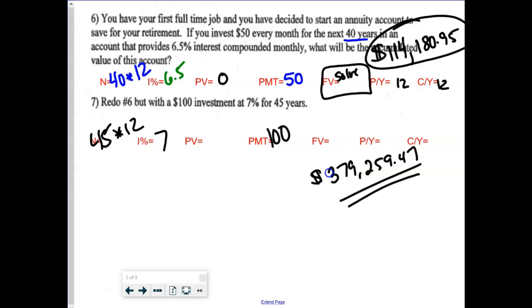$379,259.47. Okay, well, it's better. We can live for another few more years. Hopefully the Earth hasn't pooped out at that point. I don't know. Maybe one of you will discover something really amazing that saves the Earth and allows us to live on $300,000. How old are people when they stop working?